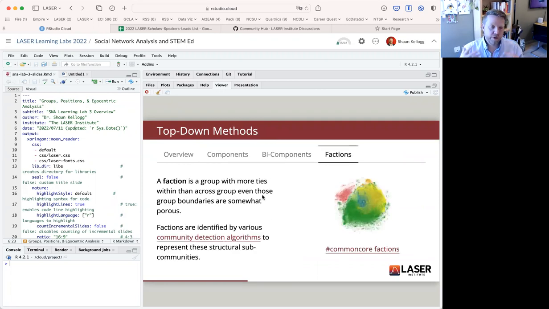All right, another way of defining a group from top-down methods are, and these are probably honestly the most common that you will see in network studies and network papers. One way of describing it is a faction, but it's basically a group with more ties among the individuals within that group than ties with other people in the network. And there's a whole host of different community detection algorithms for identifying and describing and defining these groups of tightly connected people.